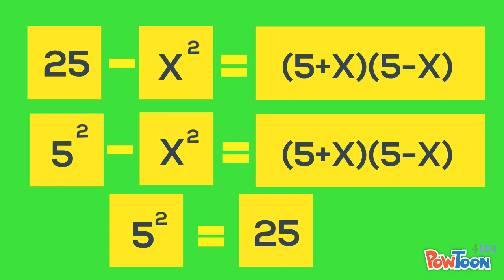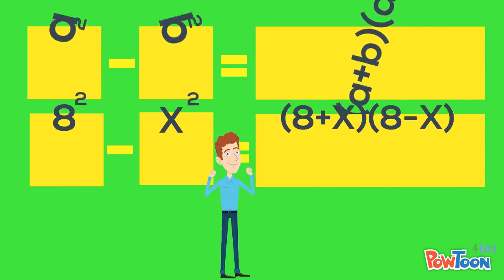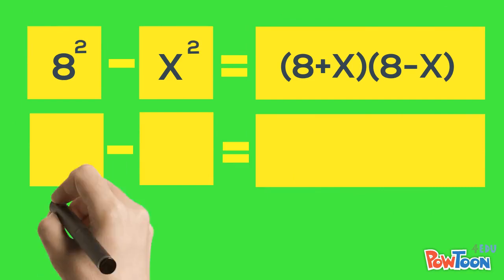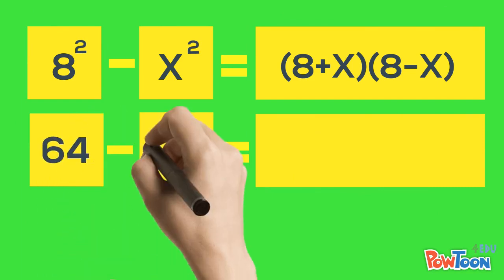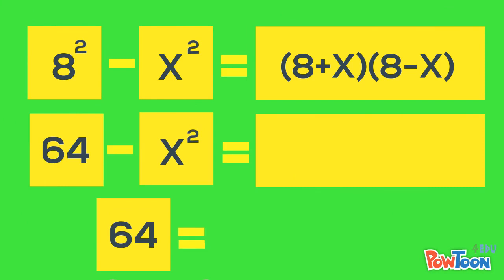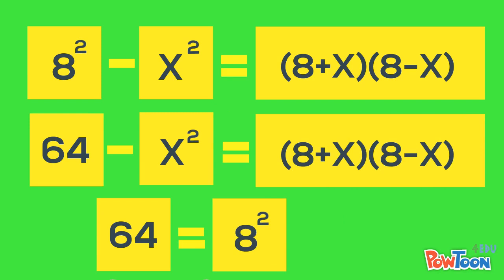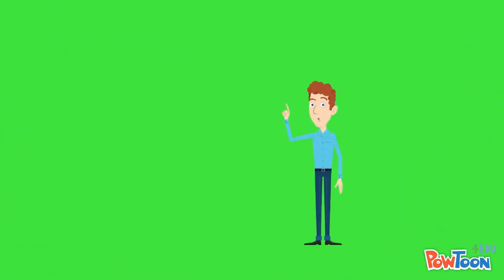Let's try that again, this time using different squares. 8 squared minus x squared equals 8 plus x by 8 minus x. If we were to get 64 minus x squared, because 64 equals 8 squared, we factorize it to be 8 plus x by 8 minus x. 8 squared minus x squared equals 8 plus x by 8 minus x.